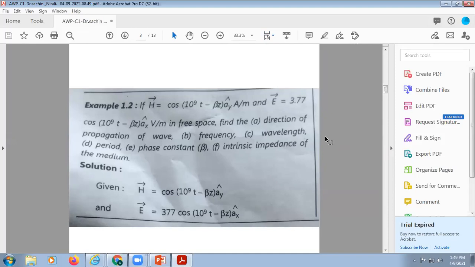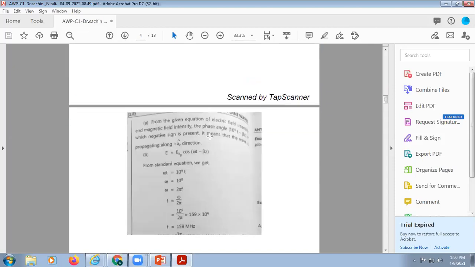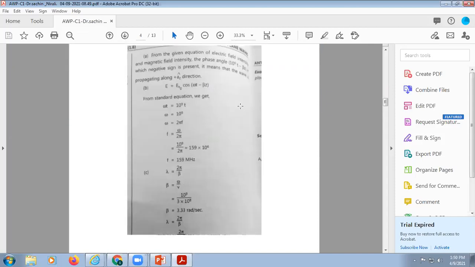You need to calculate the direction of propagation of wave. Second, you need to calculate frequency. Third is the wavelength, that is lambda. Then the time period T. Then the next is the phase constant beta, and the last is the intrinsic impedance eta. So these two equations are given. You can compare these two equations. You will be able to find this is omega, 10 to the power 9. And the amplitude is also given, that is E0, whereas H0 is 1, you can say. So how can we start here?